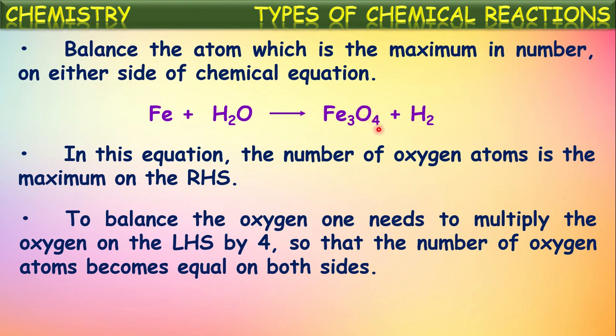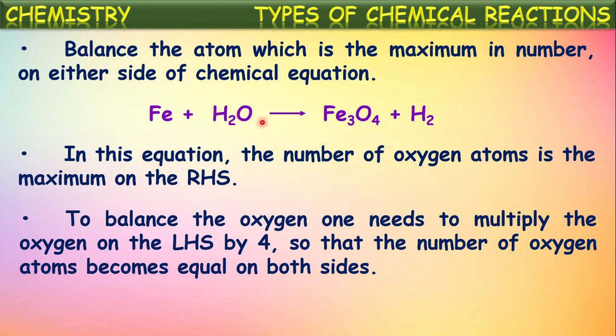because here there are 4 oxygen atoms. On the left hand side there is only one oxygen atom in the molecule. So we have to multiply this molecule with 4 on the left hand side. So the number of oxygen atoms becomes 4 on the left hand side also. To make it equal, we have to multiply this with 4.